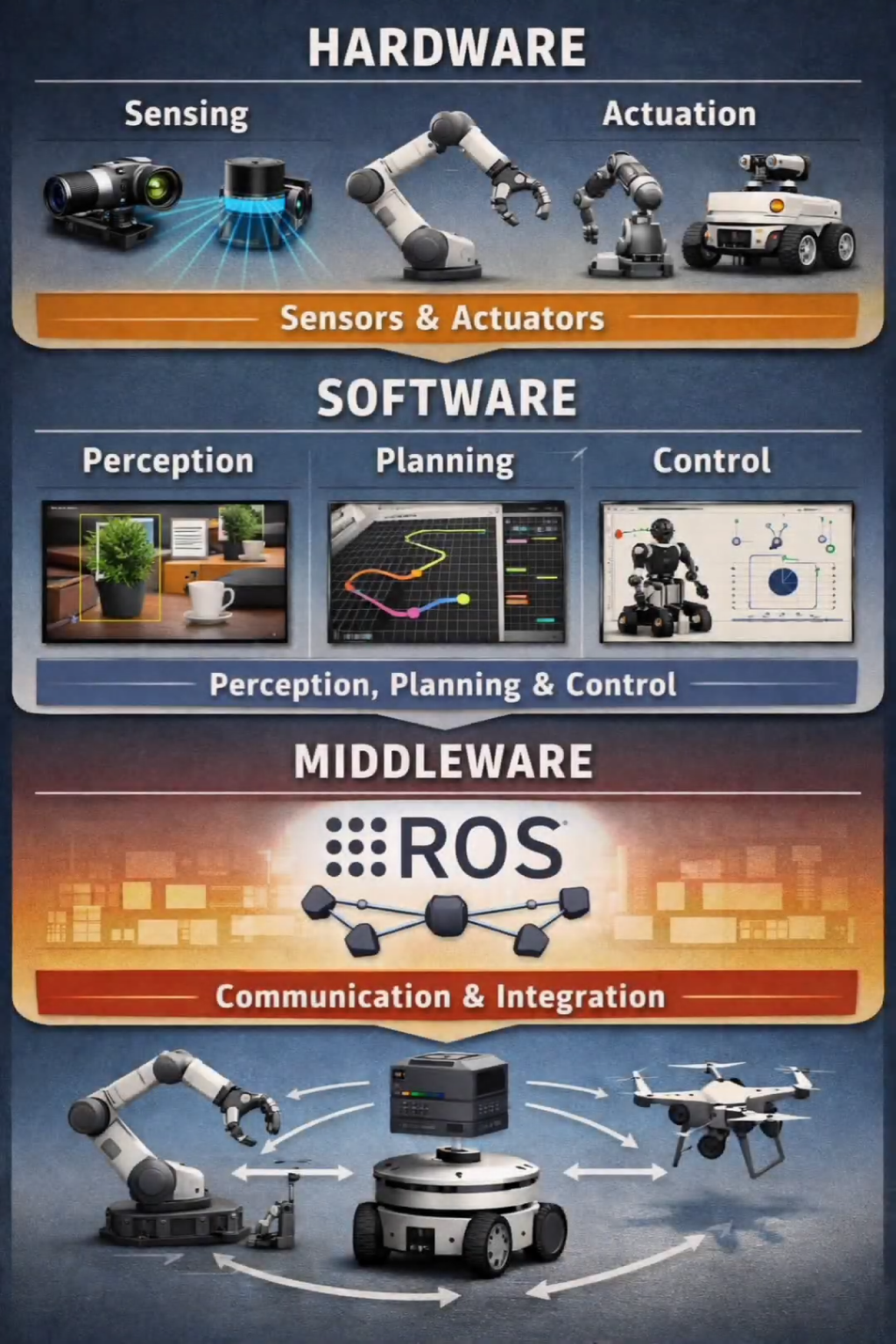To summarize, robotics is an integrated system. Hardware provides sensing and actuation, software provides perception, planning, and control, and middleware such as ROS connects these modules into a reliable, real-time architecture. When these layers are designed with clear interfaces, safety supervision, and robust testing through simulation, the result is a robot that can operate predictably in complex real-world environments.